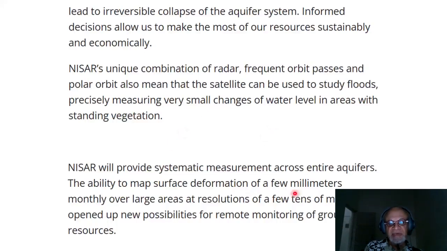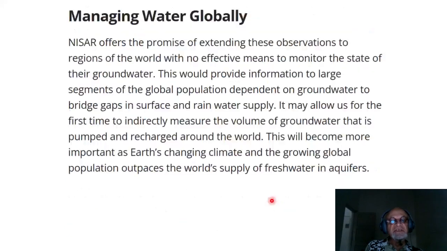NISAR will provide systematic measurements across entire aquifers, the ability to map surface deformation of a few millimeters monthly over large areas at resolutions of a few tenths of meters. So a few millimeters in the vertical, tens of meters in the horizontal. This has opened up new possibilities for remote monitoring of groundwater resources, which is seriously needed. Managing water globally, NISAR offers the promise of extending these observations to regions of the world with no effective means to monitor the state of the groundwater.